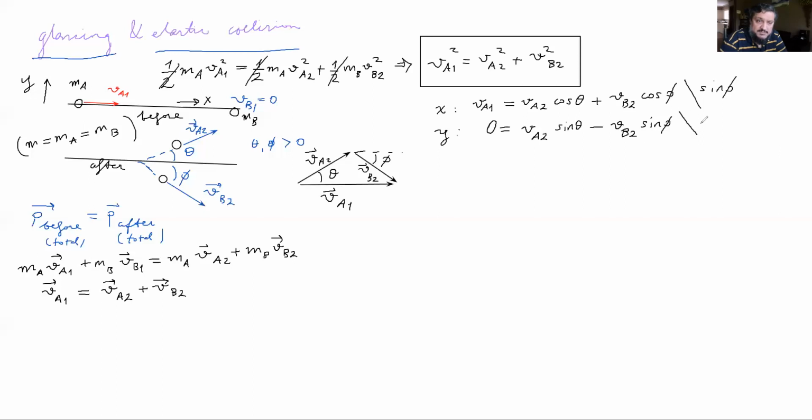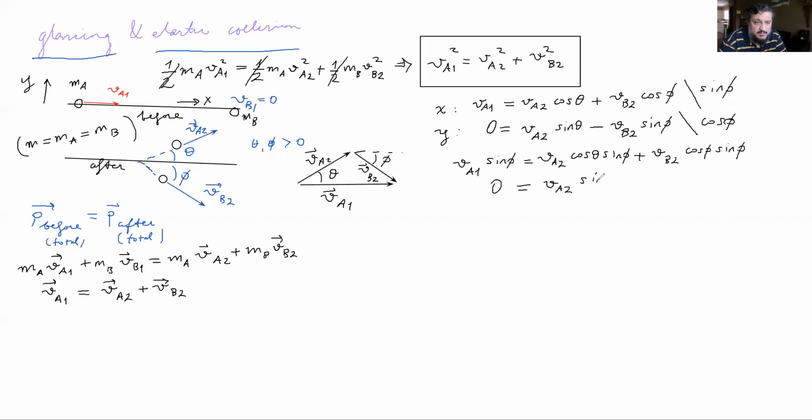And then I can multiply this by cosine phi, everything here, and then add these equations, and then get rid of the B2 term. Let's try it. So, VA1 sine phi equals VA2 cosine theta sine phi plus VB2 cosine phi and sine phi. And the second equation, I'll have 0 here.